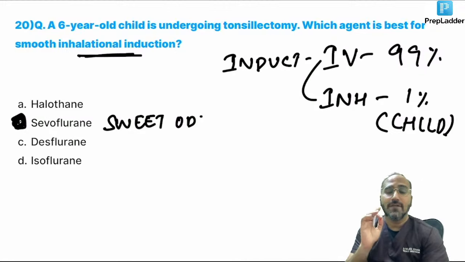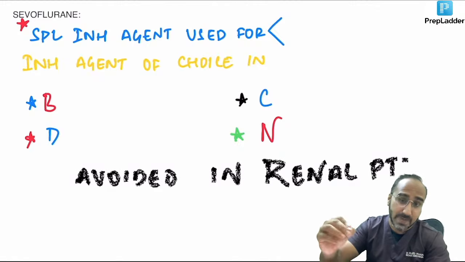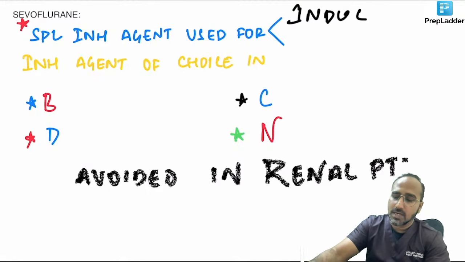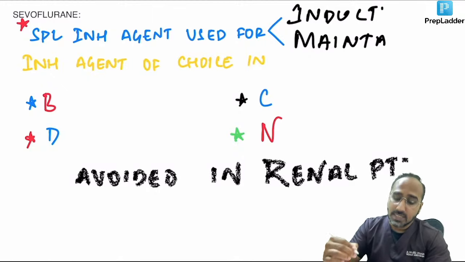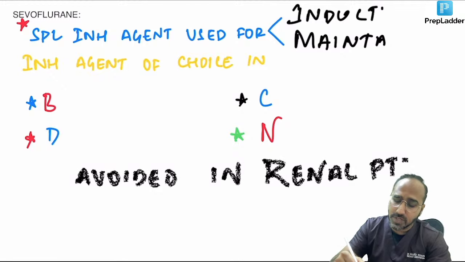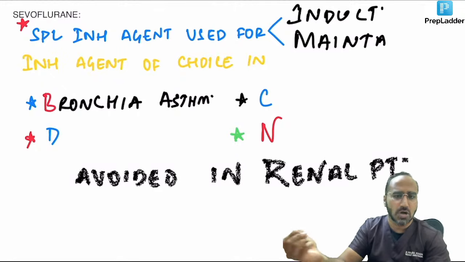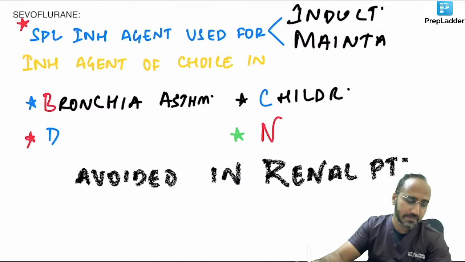Okay, so Sevo. When we are talking about Sevo, remember guys, sevoflurane is used for what purposes? Sevoflurane is a special inhalational agent used for induction of anesthesia, but mainly it is used for what? All inhalational agents are mainly used for maintenance of anesthesia. Sevoflurane is the inhalational agent of choice in what, guys? Inhalational agent of choice in bronchial asthma. Why, guys, in bronchial asthma? Why? Because it is having what? Bronchodilation property. It is the inhalational agent of choice in children.